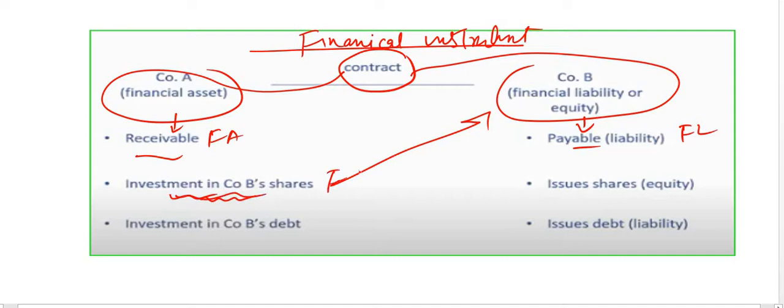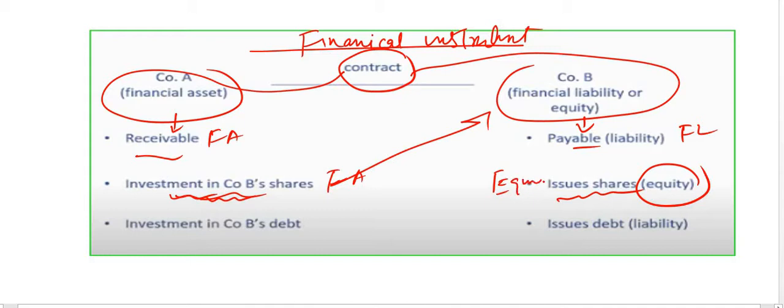Now the other party, company B, who issued the share, so that will be the equity instrument. So here we create some financial asset and equity instrument, okay? And this is called a financial instrument.